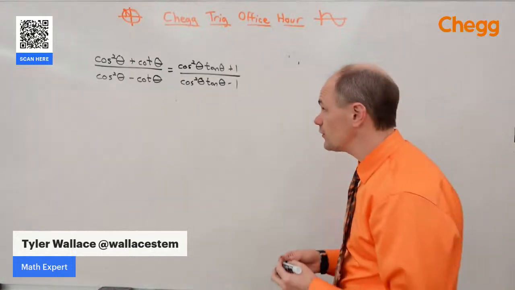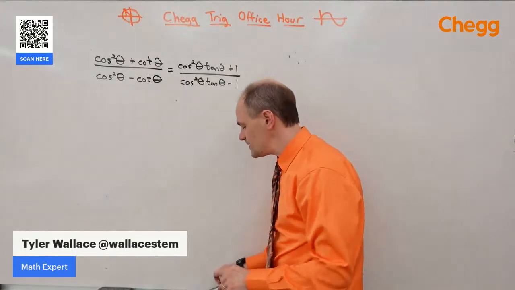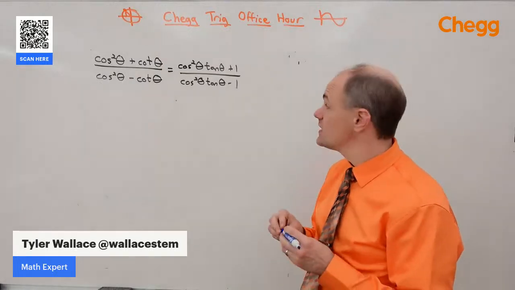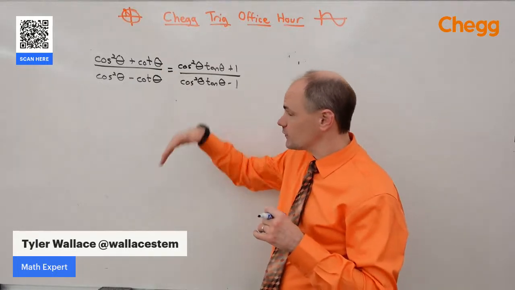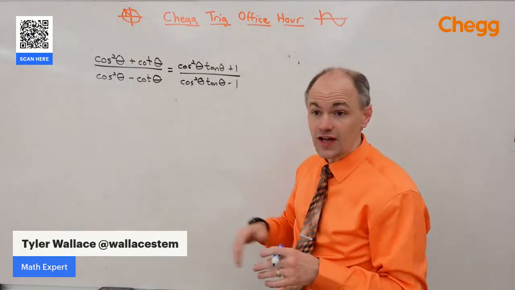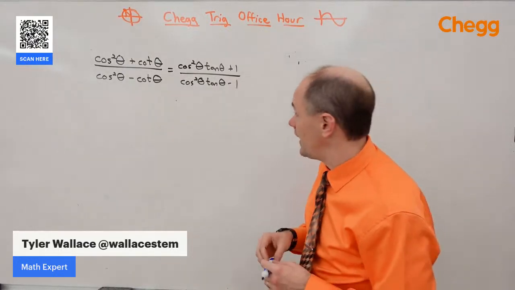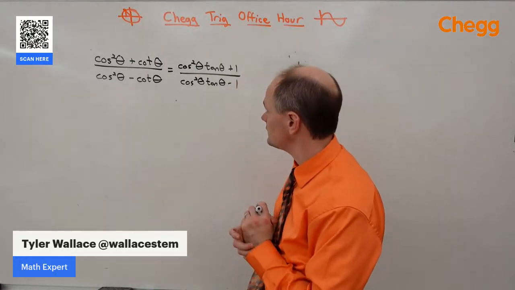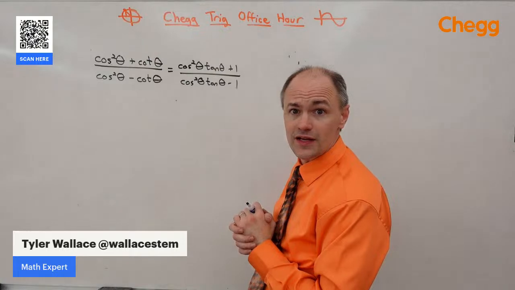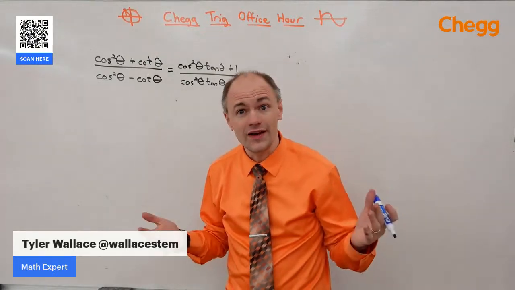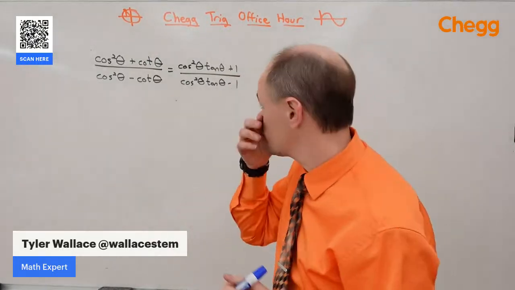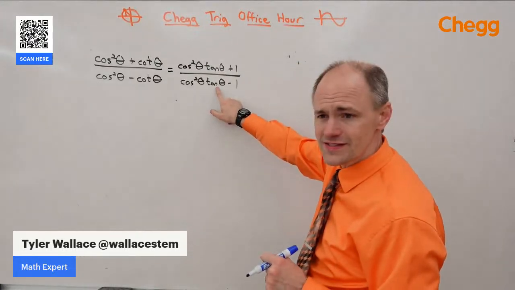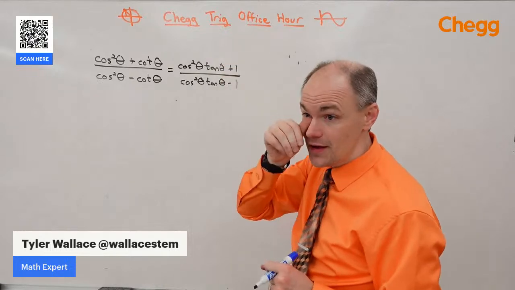Now, the thing with proofs is we have to work on one side to make it look like the other side. So how do we do that? Well, we pick the side that looks the most complicated. Which one's most complicated? If you're not sure, just pick one. Try it out. Let's see what happens. I see a little bit more happening on the right side. So let's play with the right side this time.